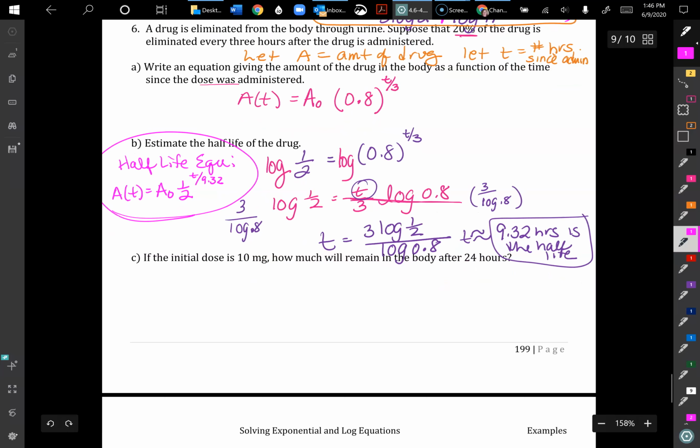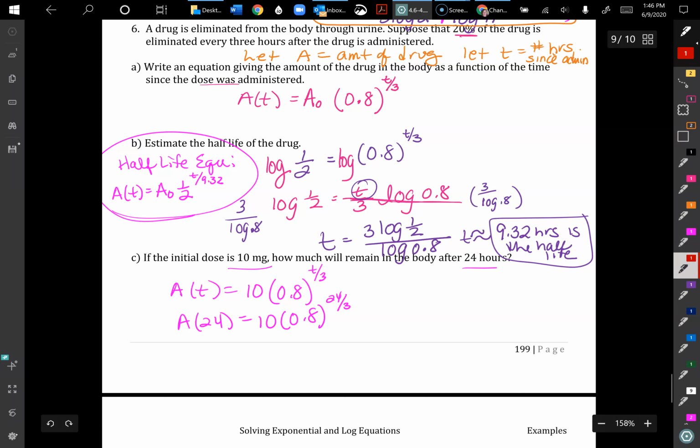So now we have part C. If the initial dose is 10 milligrams, how much will remain in the body after 24 hours? So we have our A of T equals A initial is 10 in this case, 0.8 to the T over 3. So we are given 24 as T. 10 times 0.8 to the 24 over 3, which is 8, right?